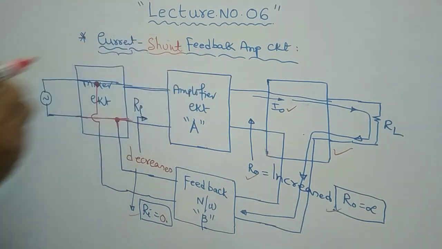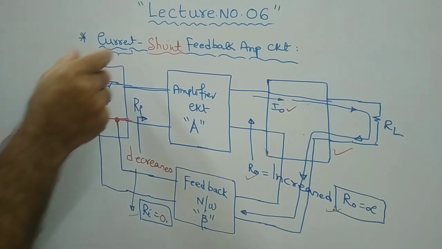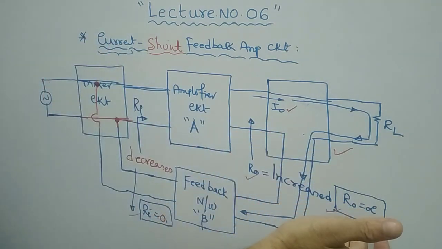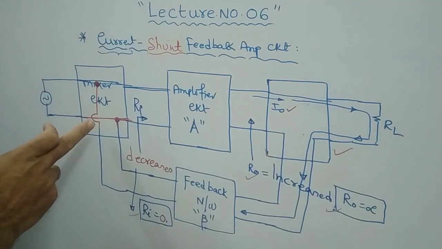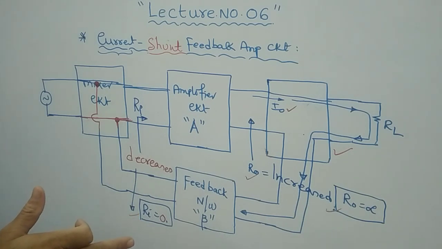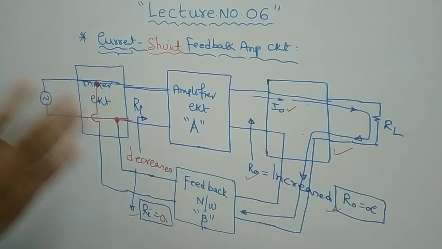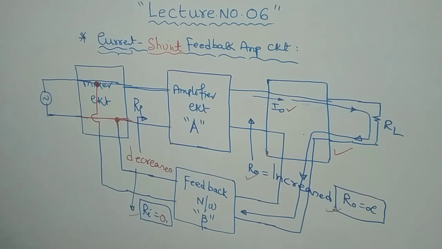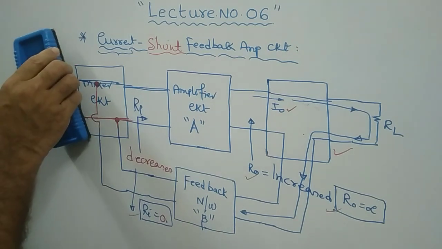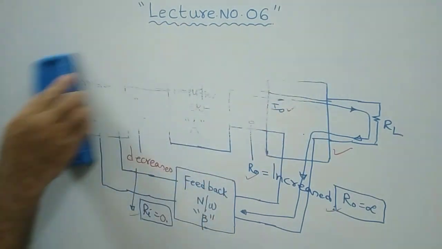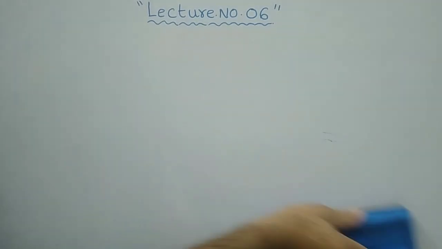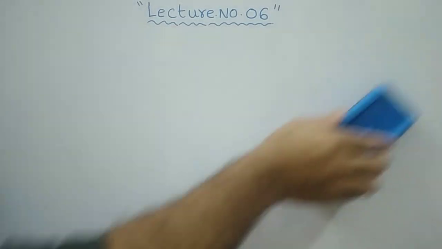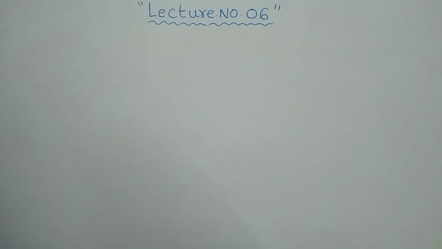Therefore, for current shunt feedback amplifier, your output impedance will increase as well as your input impedance will be 0. So this is the fourth category actually. Likewise, these are the four classifications of the feedback topologies. So remember these values, and again I will explain these in another way otherwise. These four topologies, whatever we have seen just now, are also named with different names actually.